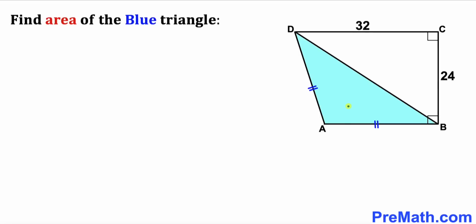Welcome to PreMath. In this video, we have this blue shaded triangle ABD fully inscribed in trapezoid ABCD, as you can see in this diagram, such that the side lengths AB equals AD. In other words, this is an isosceles triangle, and moreover the side lengths of this trapezoid are 24 and 32 units. And now we are going to calculate the area of this blue shaded triangle ABD.